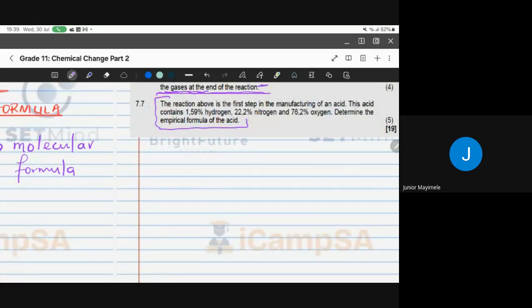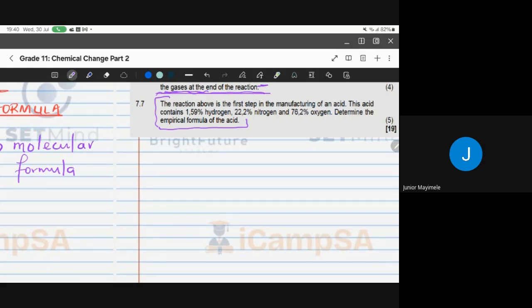So in this problem, you are given the reaction above, the first step in the manufacturing of an acid. Like I said, I cropped this from a past paper, so unfortunately there's no chemical equation, but this should be enough. This acid contains 1.59% hydrogen, 22.2% nitrogen, and 76.2% oxygen. So determine the empirical formula of this acid.